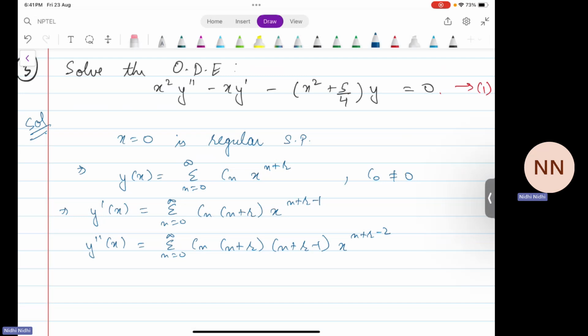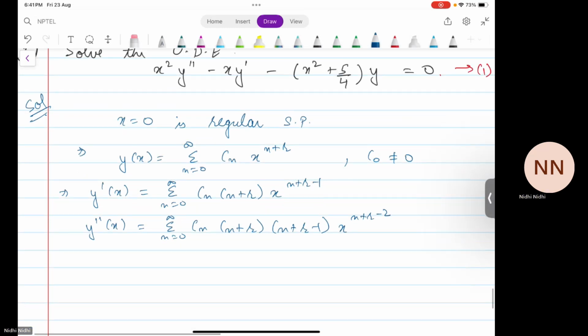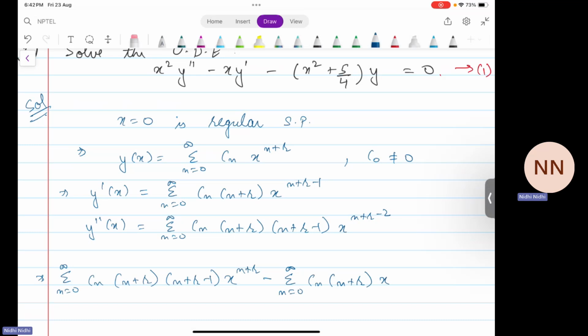Now putting the values of y dash and y double dash in equation first, we'll get summation n from 0 to infinity Cn (n plus r)(n plus r minus 1) x to the power n plus r, minus summation n from 0 to infinity Cn (n plus r) x to the power n plus r, minus summation n from 0 to infinity Cn x to the power n plus r plus 2, minus 5 by 4 summation n from 0 to infinity Cn x to the power n plus r is equal to 0.